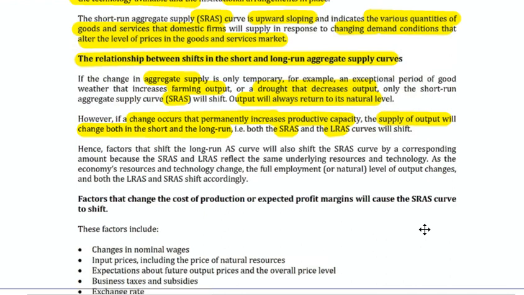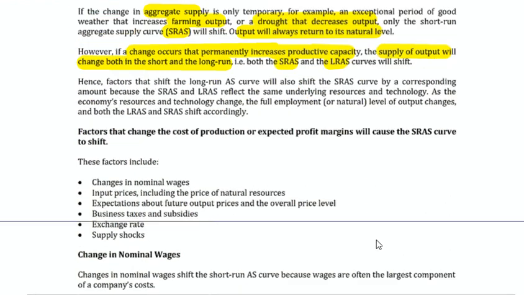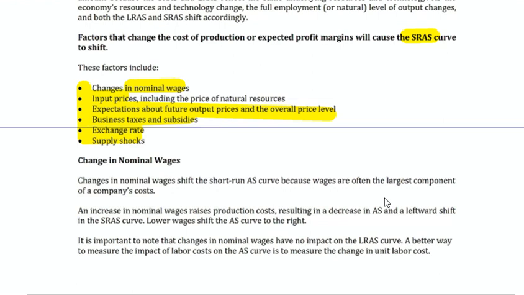What are some of the factors that change the cost of production or profit margins, that then will cause the short run curve to shift? We've got changes in wages, changes in input prices, expectations about future prices, taxes and subsidies, exchange rates, and supply shocks as well. Let us go through these various factors.